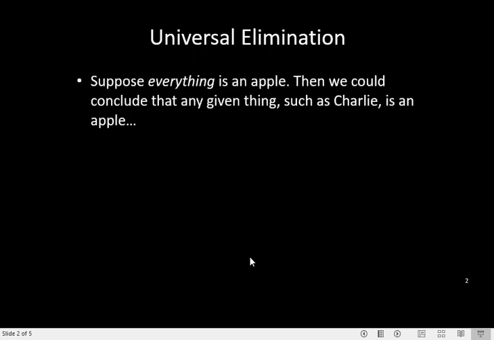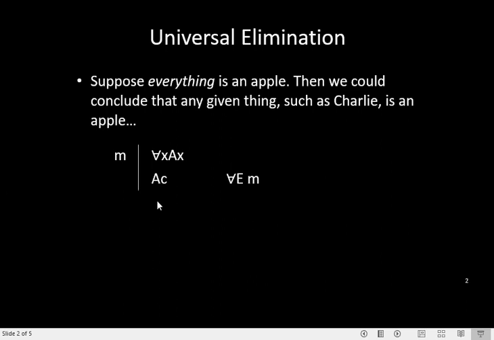Okay, I'm just going to talk about universal elimination and existential introduction today, just to give you a little bit of an introduction here. Suppose everything is an apple, for all x Ax. Then we can conclude that any specific thing is an apple. Charlie's an apple. Okay, so here's the picture of our universal elimination rule. It's a pretty straightforward rule.